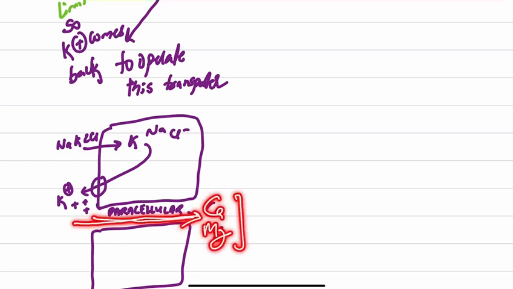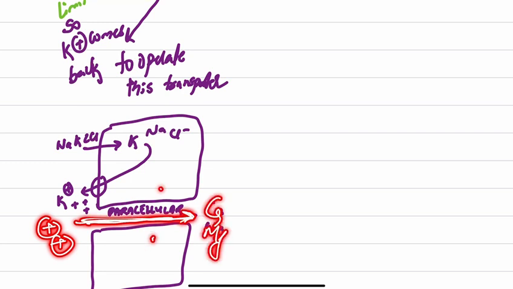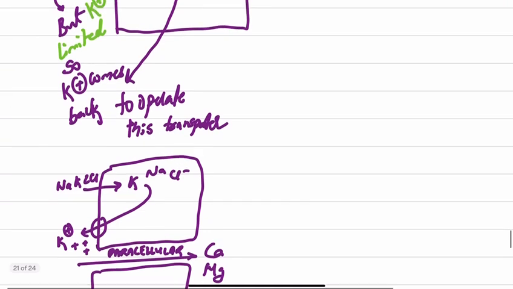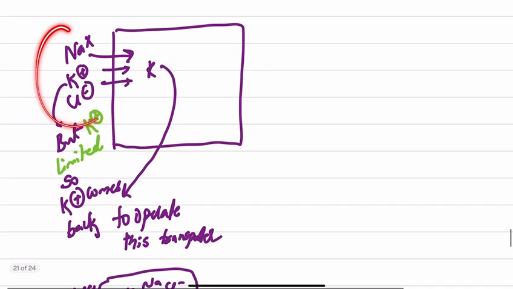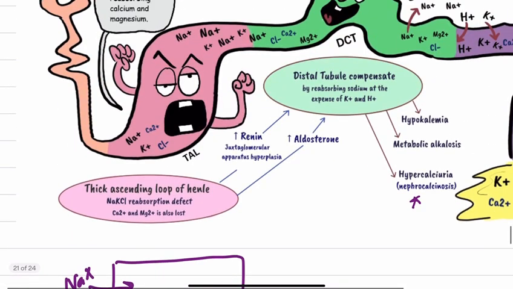As I read in some books, it's not like positive attracts negative here. Here the positive charge is repelling the positive charge, pushing positive ions inside through the paracellular space between the two cells, and the calcium and magnesium move inside. So if this sodium-potassium-2Cl transporter is not working, the paracellular effect will not be there, and calcium and magnesium will also be lost. That's why calcium and magnesium are also lost.